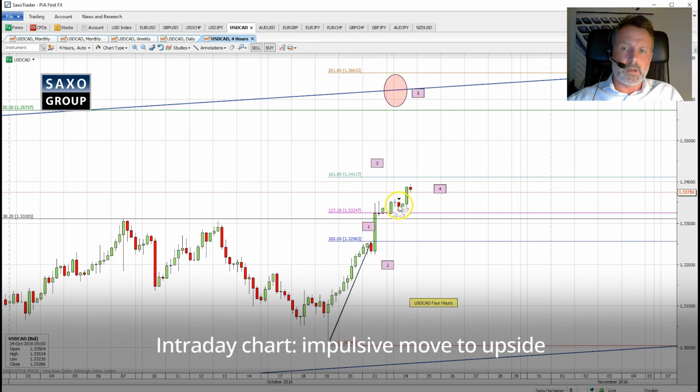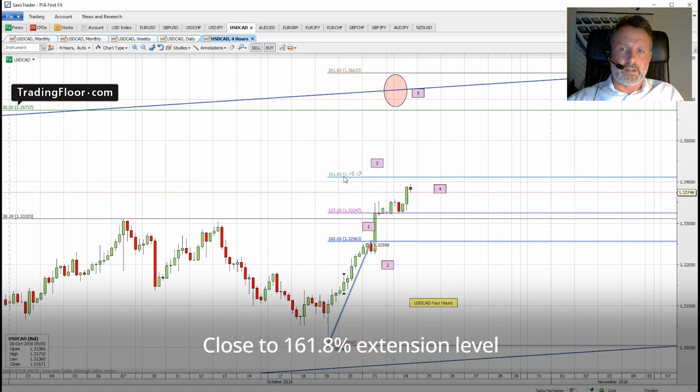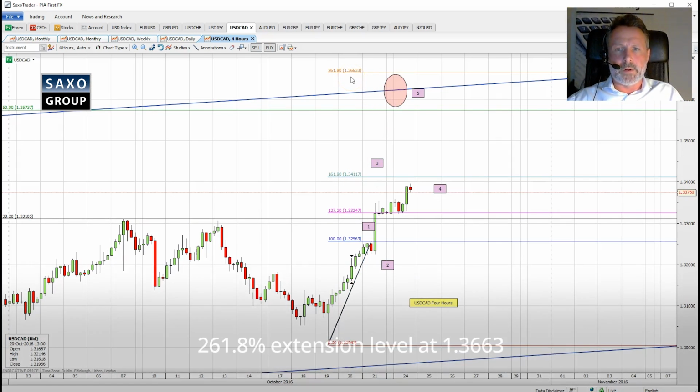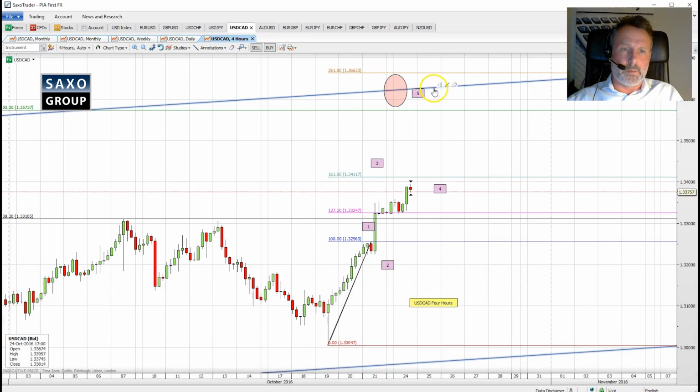That's continued. We're close to a 161.8% extension level, but the most important factor here is the 261.8% extension is at 136.63, just above the channel top. And also the 50% pullback level. So this zone is our target area this week.